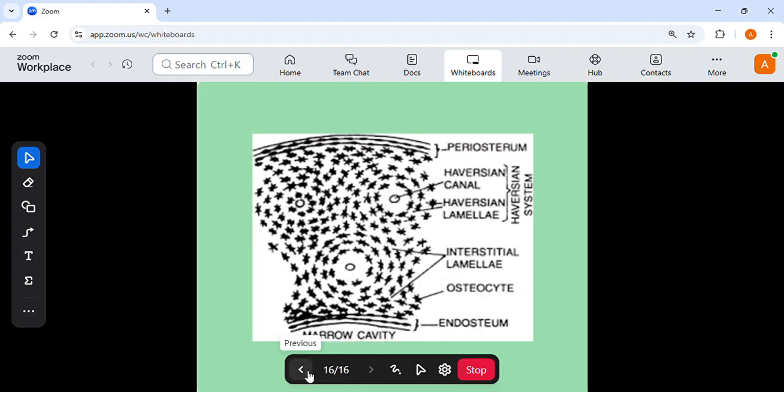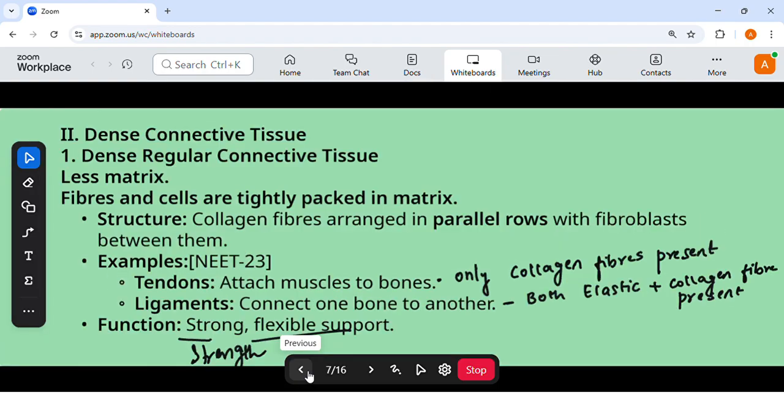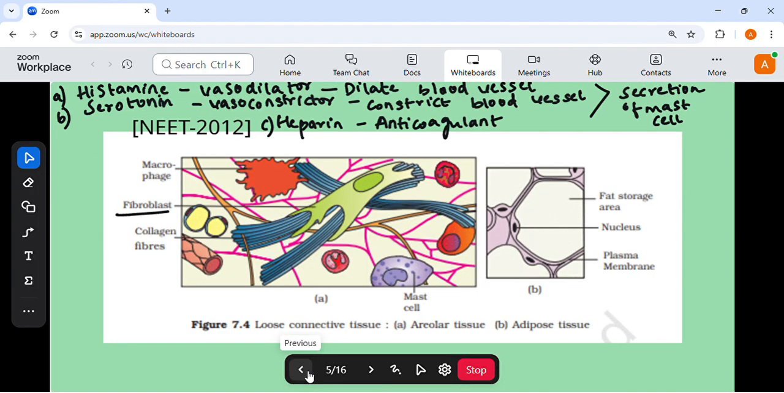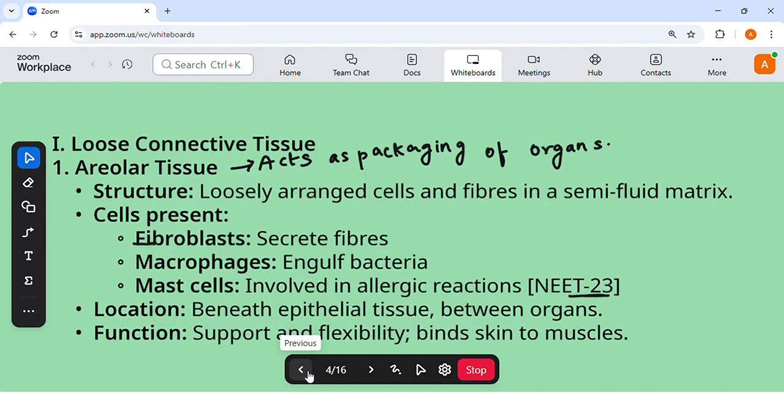So I hope everything is clear about the connective tissue. Be thorough with all the types as well as the functions and the examples. We'll see you in the next class. Meanwhile, keep learning, keep solving the MCQs, and keep solving the PYQs at the same time. If you have any doubt, you can ask me in the class forum.